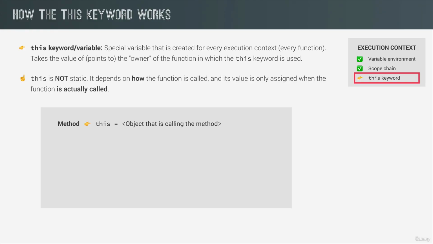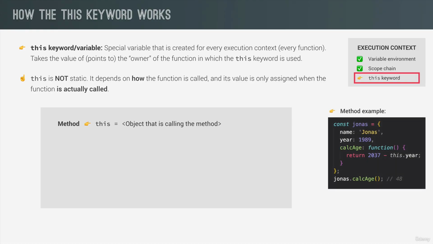Okay? And so let's illustrate this with a simple example. So the method here is the calc_h method, again, because it's a function attached to the Jonas object. In the last line here, we then call the method, and as you see, inside the method, we use the this keyword. Now, according to what we just learned, what should be the value of the this keyword here? And that's right, it should be Jonas, because that is the object that is calling the method down there in the last line, isn't it?